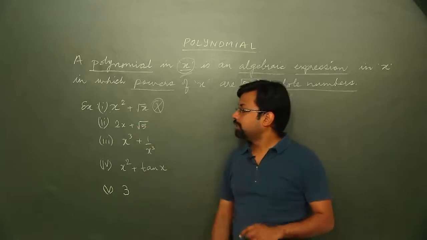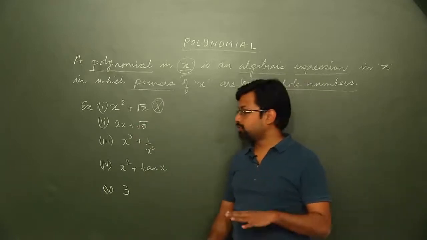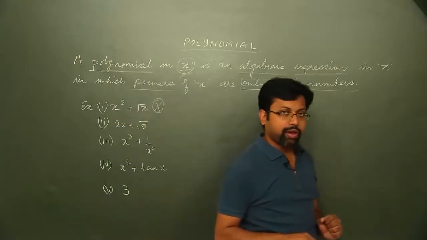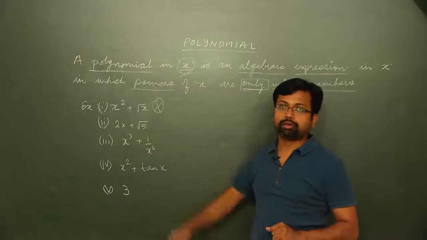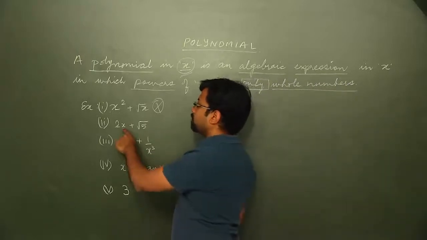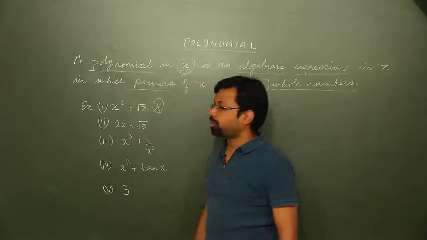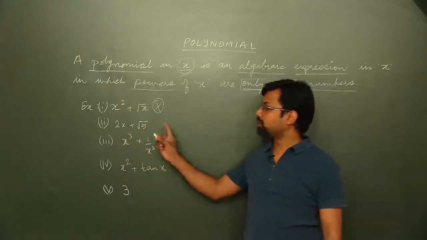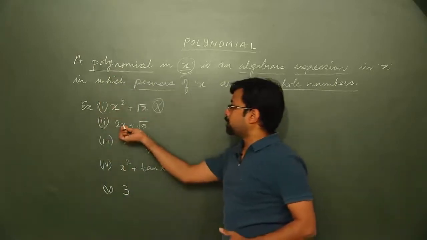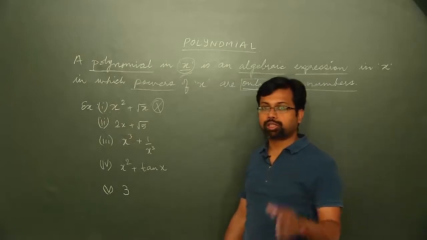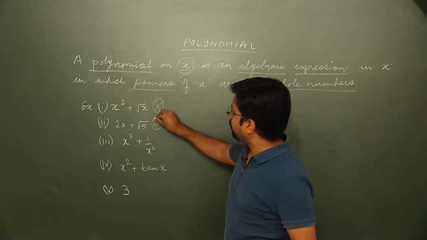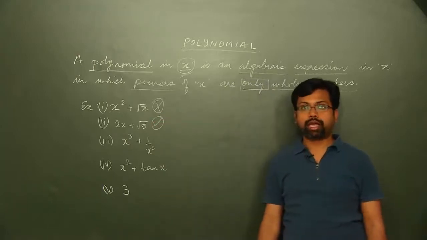Coming to the second term, it again has just one variable x, and it is an algebraic expression. So the first two conditions are satisfied. The power of x here is 1. Is there any other x in the given expression? No. So we will have to consider only this. Even though there is a square root over here, square root of 5, it does not involve any power of x. Hence, we can safely say that all the powers of x in the given expression are whole numbers, and hence it satisfies all the conditions to be a polynomial, and hence this is a polynomial in x.